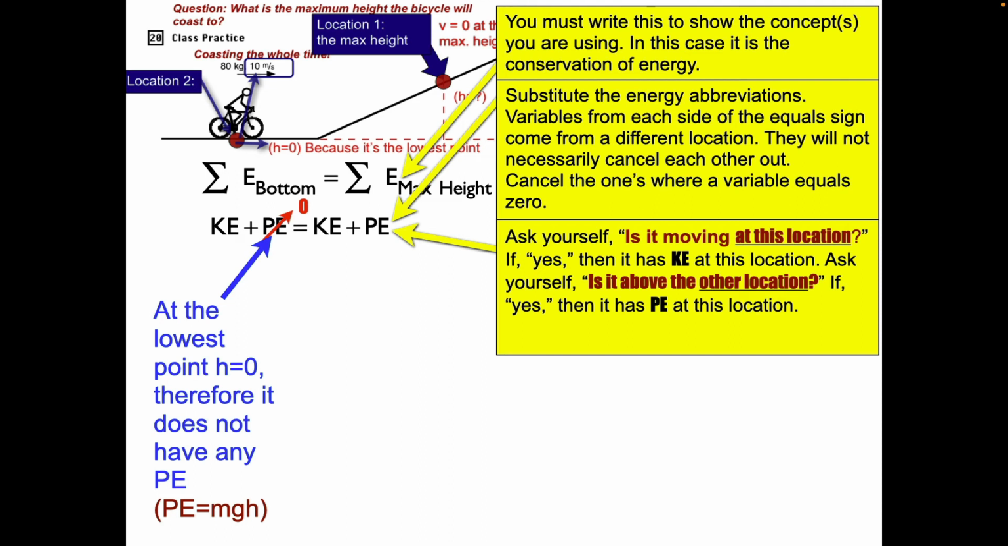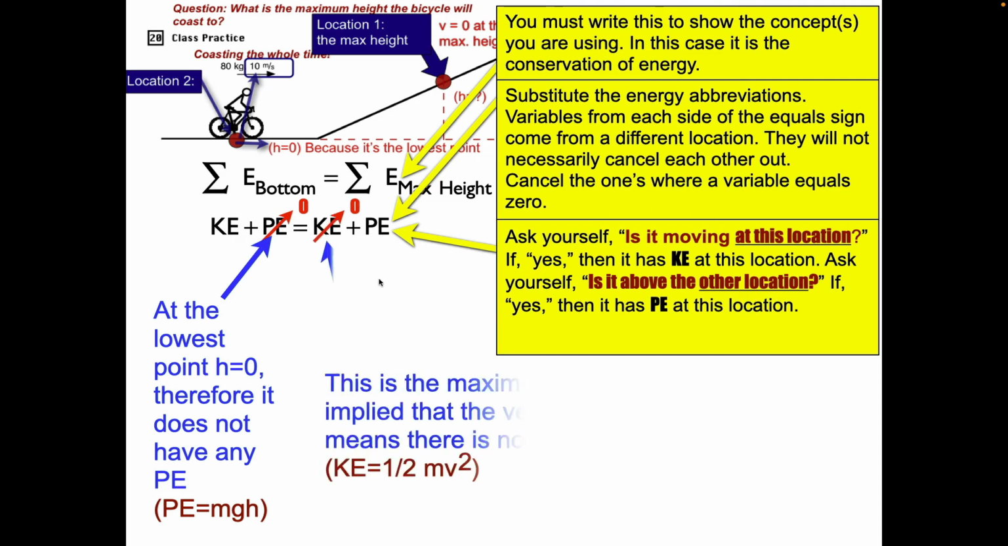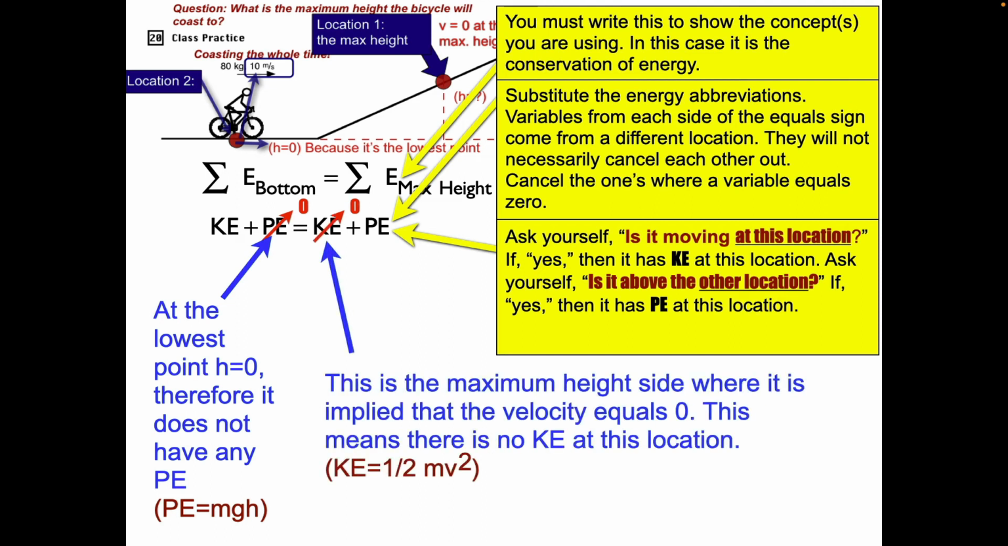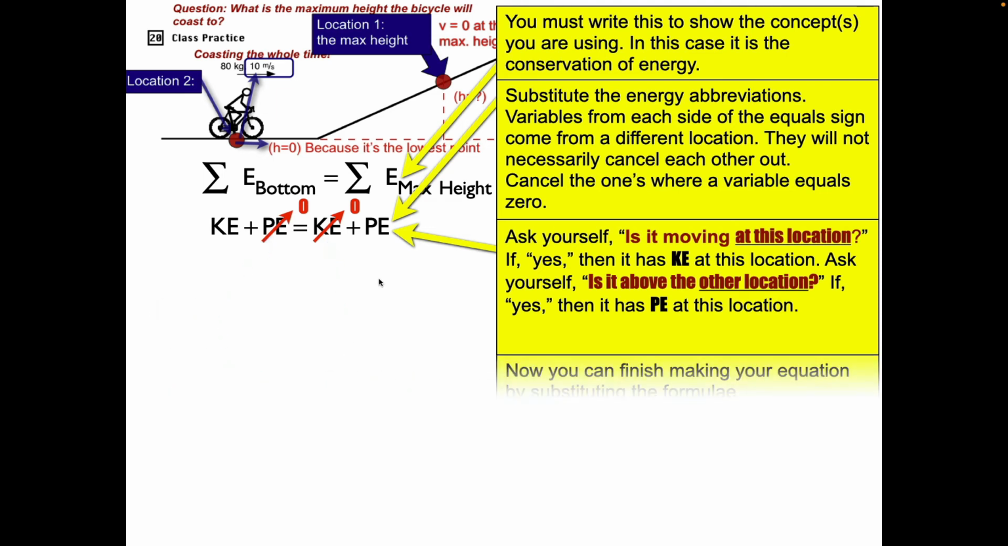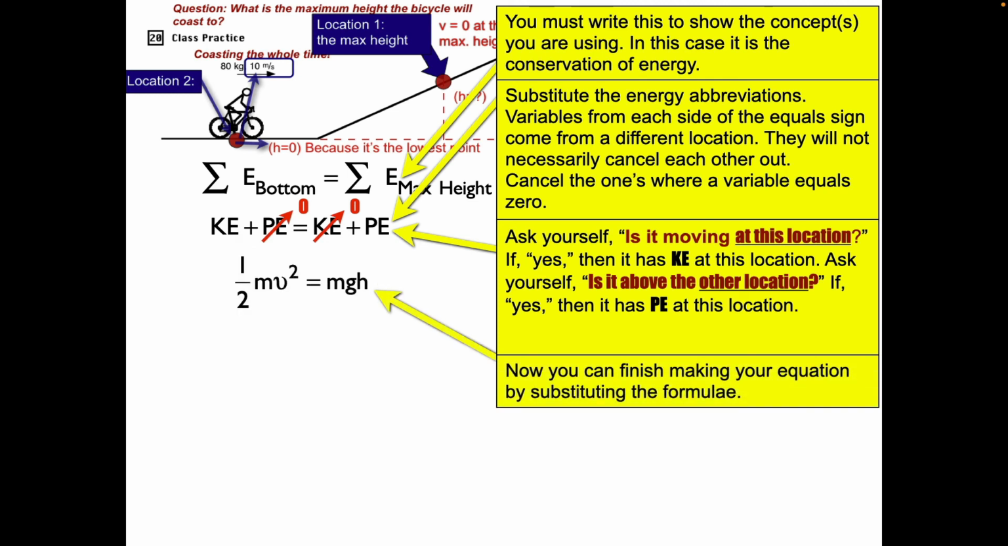Next, I'll look at the maximum height. At the maximum height, is it moving? No. That's what maximum height is defined as. So I've lost all my kinetic energy, and all I have is PE. So now I can finish this up, and I'll use my equations. KE is 1/2 mv squared, PE is mgh. Same thing I would have gotten from those LOL diagrams, just another way of thinking about it.